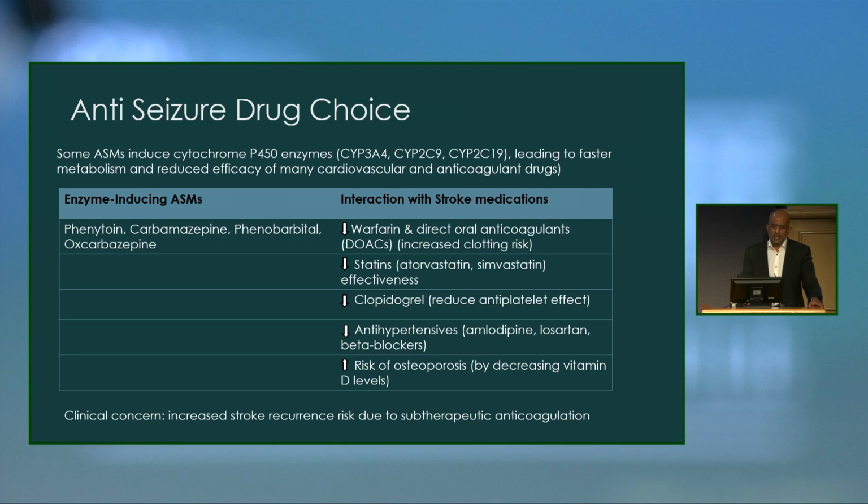The older anti-seizure medications, phenytoin, carbamazepine, phenobarbital, oxcarbazepine, induce the cytochrome P450 system, leading to faster metabolism and reduced efficacy of many of the cardiovascular and anticoagulant drugs. And this would result in reduced warfarin, reduced statin efficacy, theoretically reduced clopidogrel, reduced antihypertensive effect, and increased risk of osteoporosis. And therefore, there's a clinical concern of recurrence of strokes in this group.